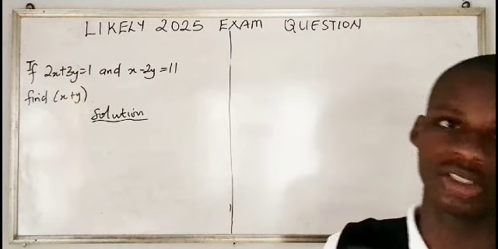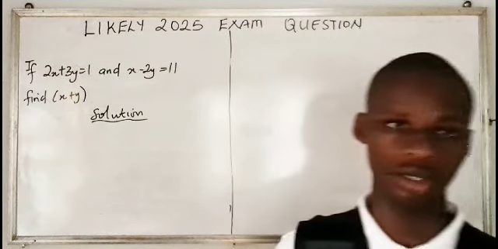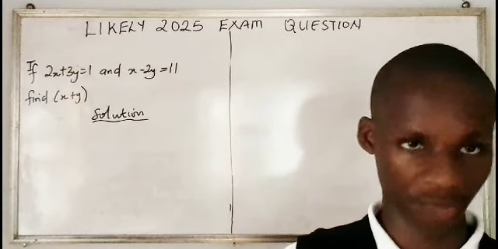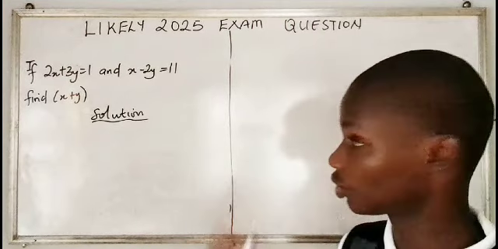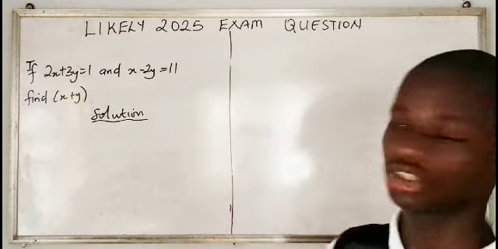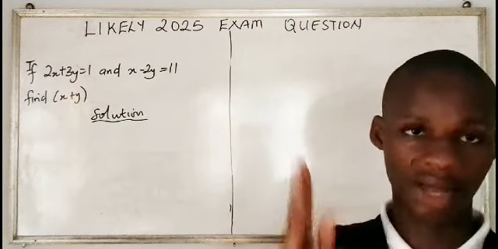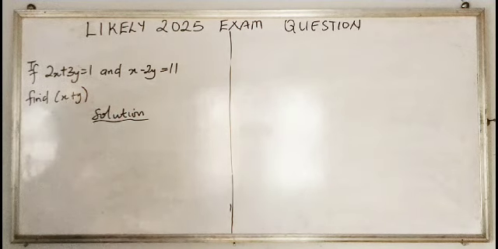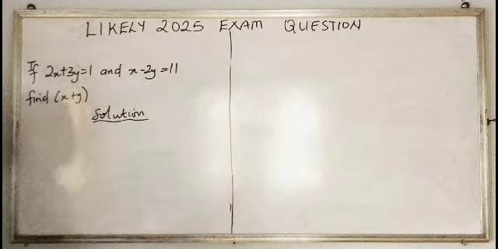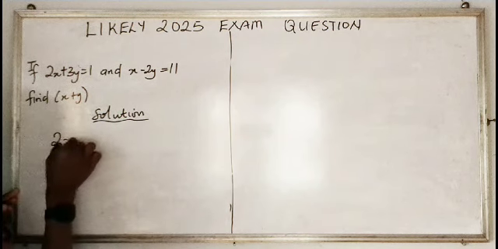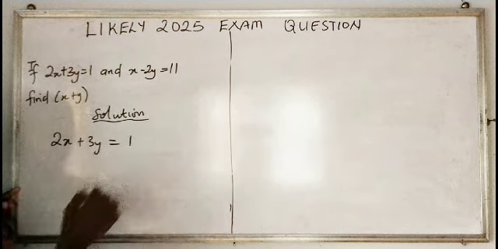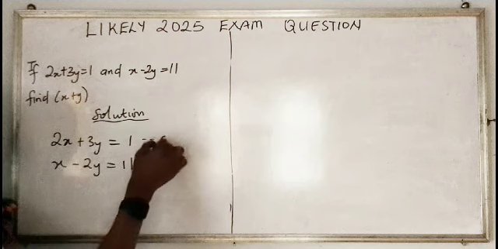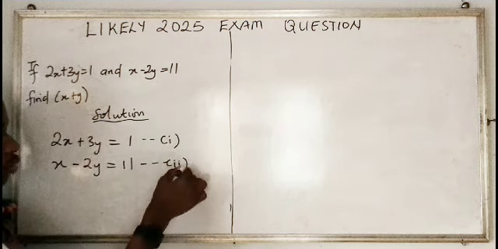Now, one thing you need to know is that the ability for you to pass your examination depends on your ability to easily recall the topic each question is coming from. Looking at this question critically, you agree with me that this question is coming from simultaneous equation in mathematics, right? So for that reason, we are going to arrange these two equations in the pattern in which simultaneous equation will come. So we are going to be having 2x plus 3y equals 1, and x minus 2y equals 11. This is equation 1, and this is equation 2.